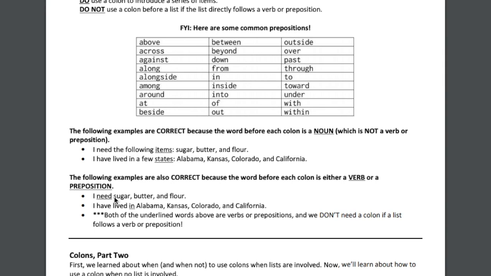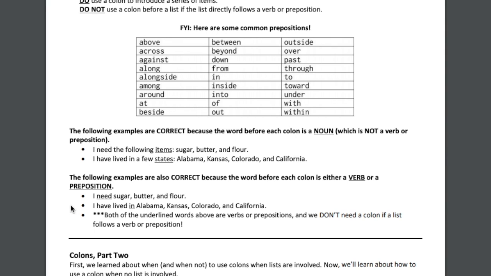You'll see down here, these are also correct because we have here a verb and we have here a preposition. So if the list directly follows a verb or preposition, we do not want to use a colon. Some things to note here, these lists essentially say the same thing, but based on the way that we word the sentences, that will change the necessity or not of using a colon. Confusing, I know.